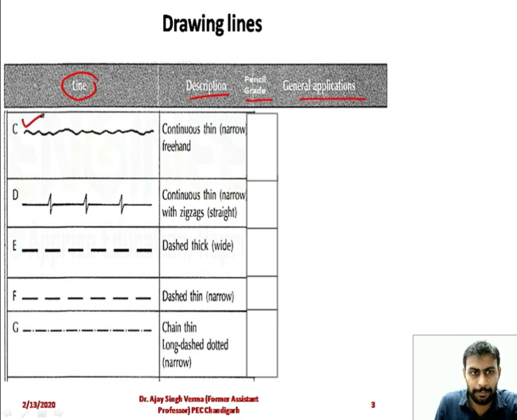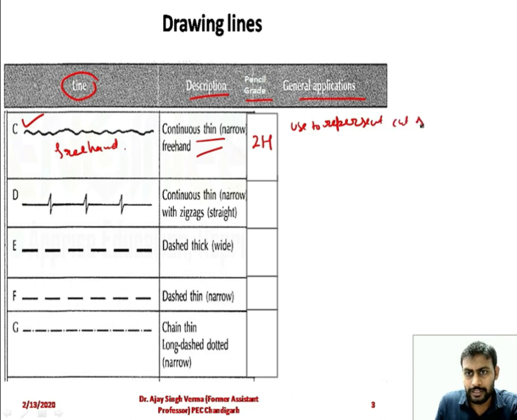You can see a C type line. This C type line is a free hand line, that is a contour thin narrow free hand line. This is represented on your sheet with the 2H pencil, where we will use it to represent cut and sections. This will also be discussed with an example in the coming slide. The C type line.